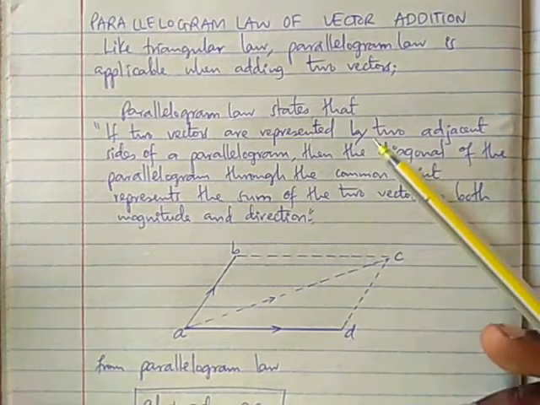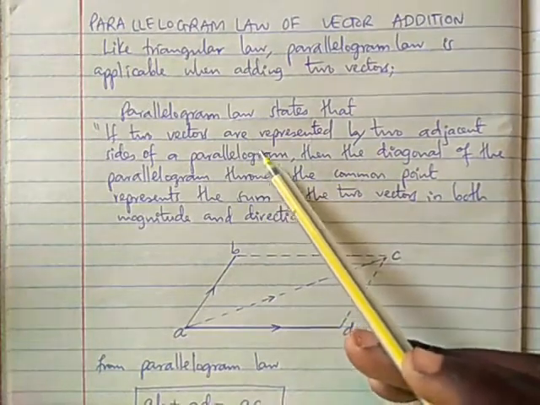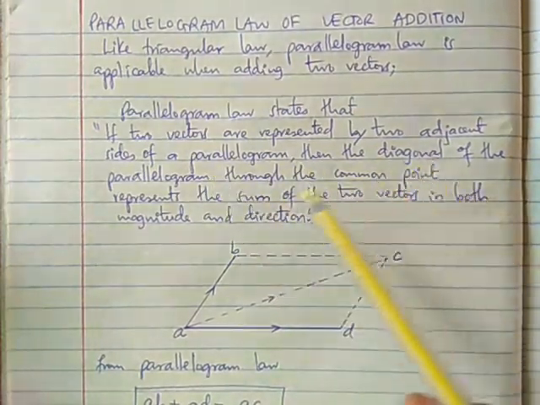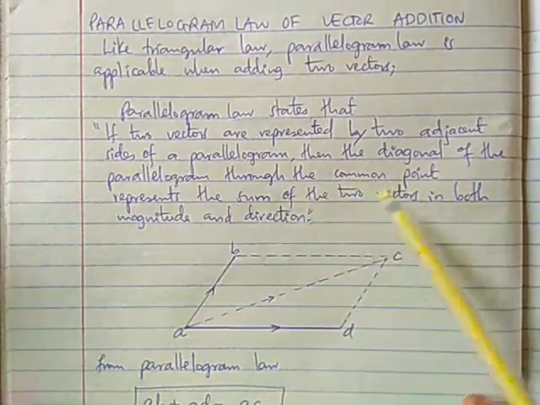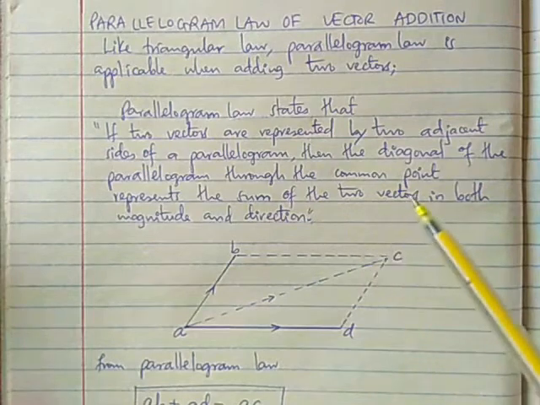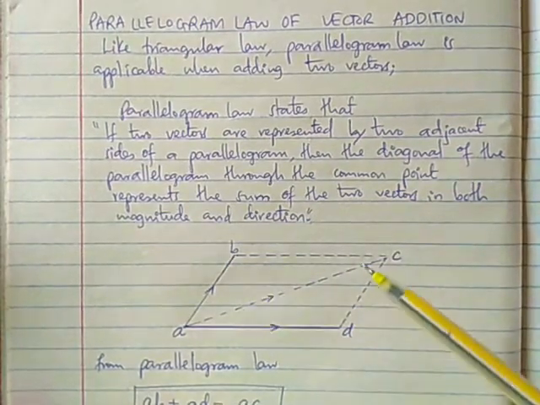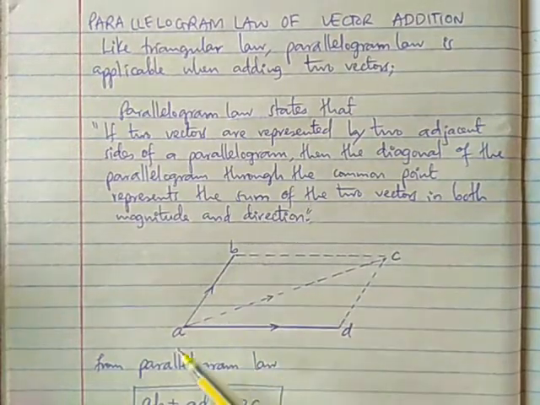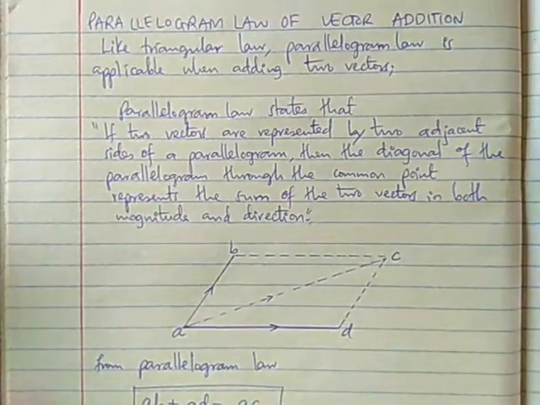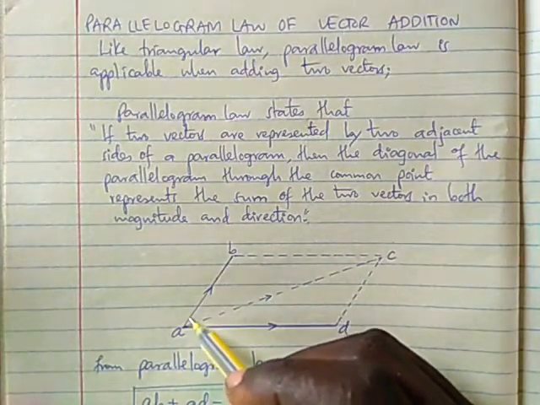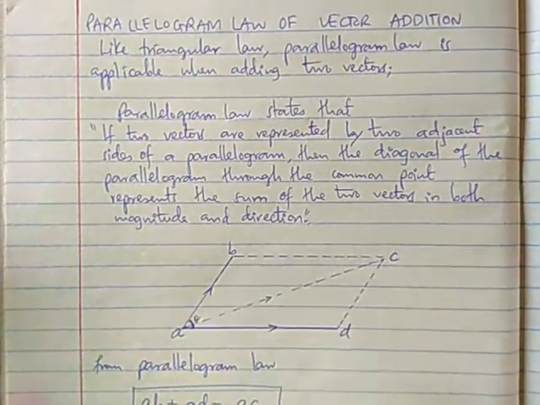So parallelogram law states that if two vectors are represented by two adjacent sides of a parallelogram, then the diagonal of the parallelogram through the common point represents the sum of the two vectors in both magnitude and direction. So, for example, in our diagram, we have the first vector AB and the second vector AD. In between these two vectors, we might have a certain angle, and let's call this angle theta.